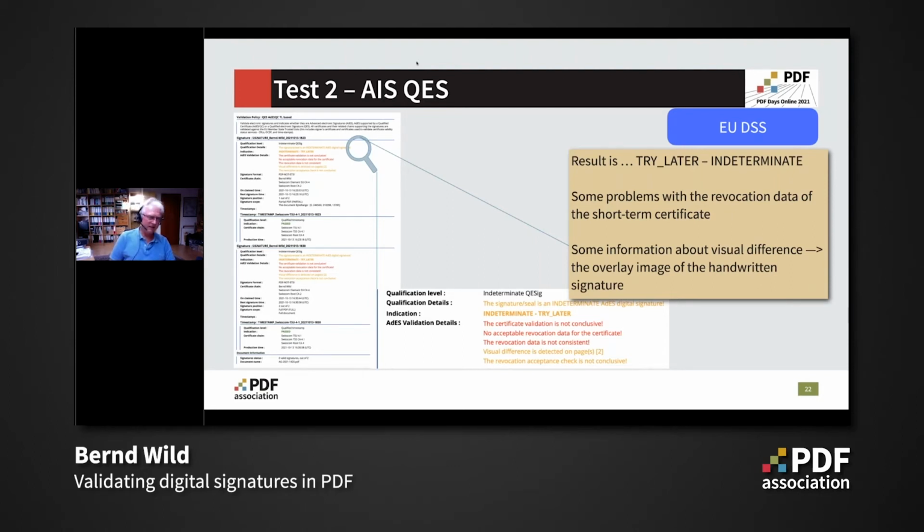And if you open this common usage of the AIS qualified electronic signature within the EU DSS, we end up with a similar result. Here we have the result: try later, indeterminate. That's very helpful information for a user.